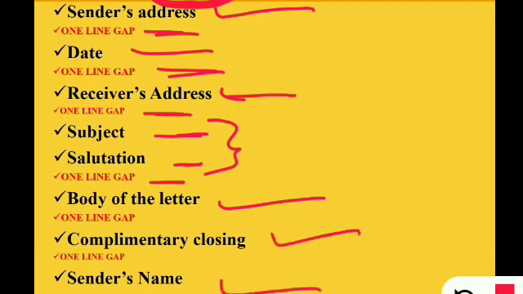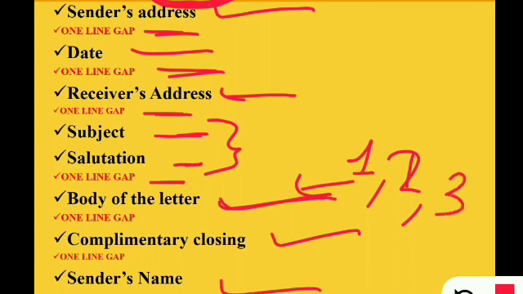Okay, the body of the letter will include 3 paragraphs. First intro, details in the second paragraph and in the third, conclusion. Okay, then comes the complimentary close and at last the sender's name. In the complimentary close you have to write Yours faithfully, okay, and the sender's name. Your designation is not required.